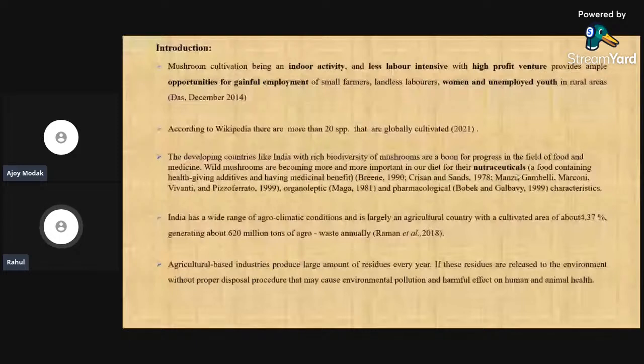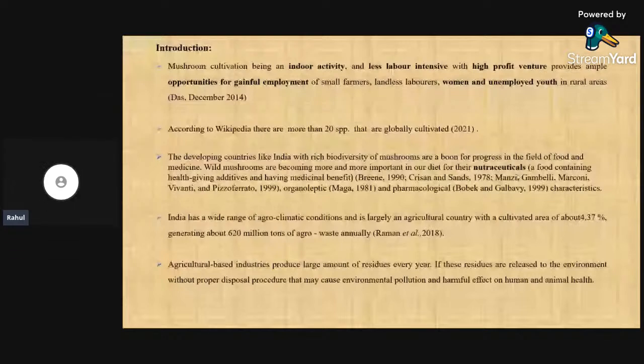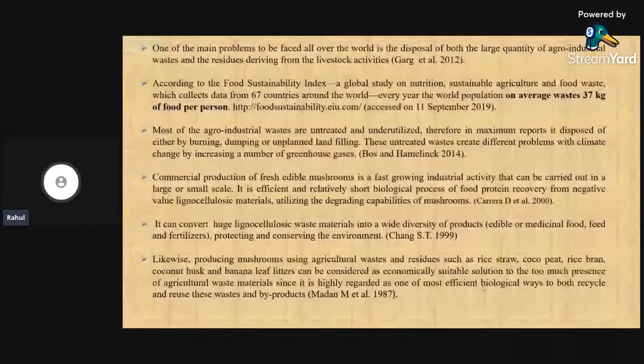Agriculture-based industries produce large amounts of residues every year. If these residues are released to the environment without proper disposal, they may cause environmental pollution and harmful effects on human health. One of the main problems faced all over the world is disposal of both the large quantity of agro-industrial waste and the residues derived from livestock activities. According to the Food Sustainability Index, a global study on nutrition and sustainable agriculture of food waste, which collected data from 67 countries around the world, every year the world population on average wastes 37 kg of food per person.